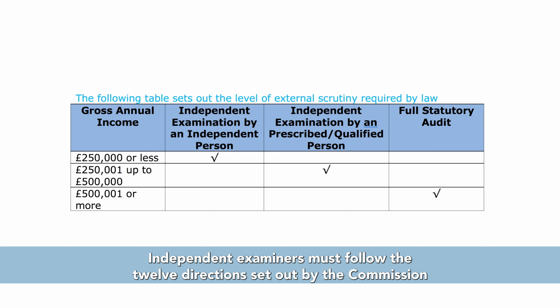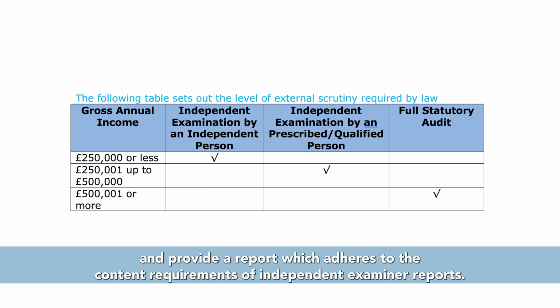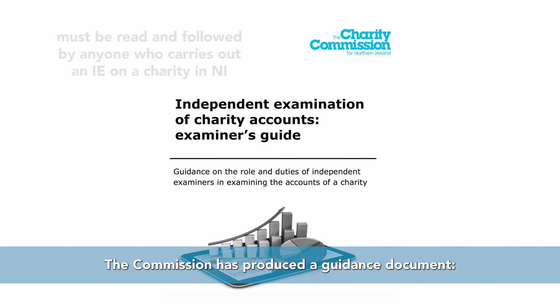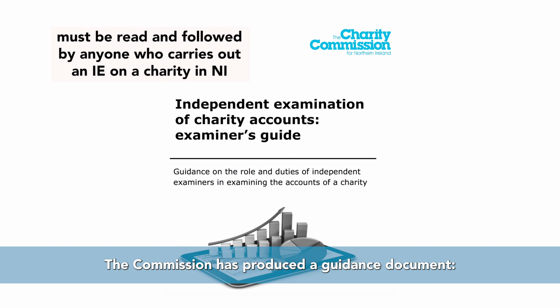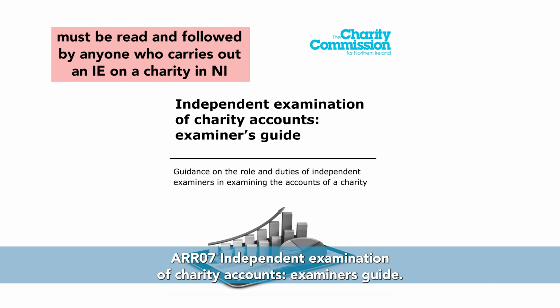Independent examiners must follow the 12 directions set out by the Commission and provide a report which adheres to the content requirements of independent examiner reports. The Commission has produced a guidance document, ARR07, Independent Examination of Charity Accounts, Examiner's Guide.